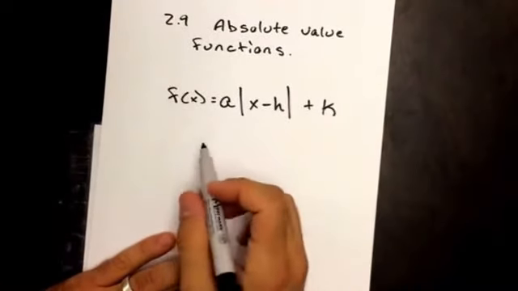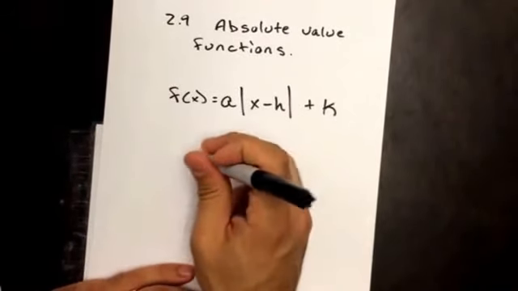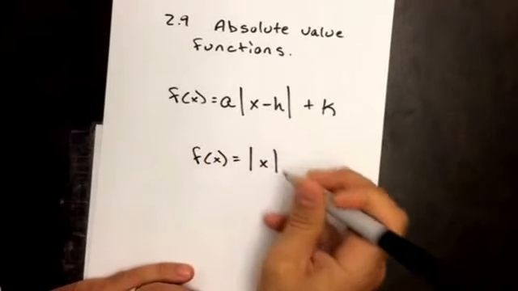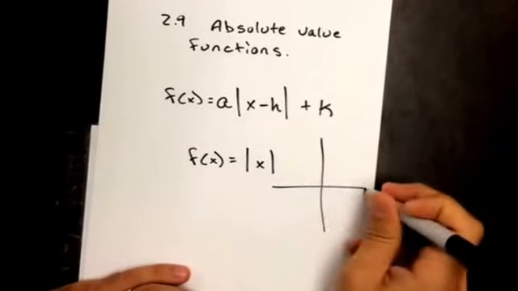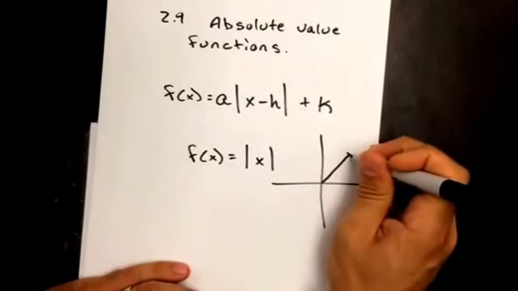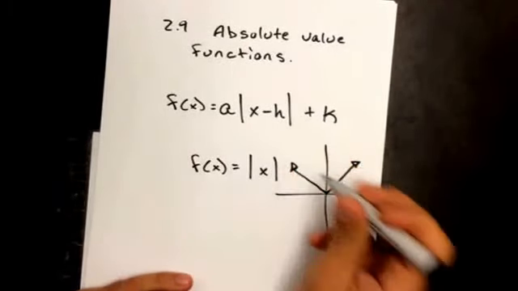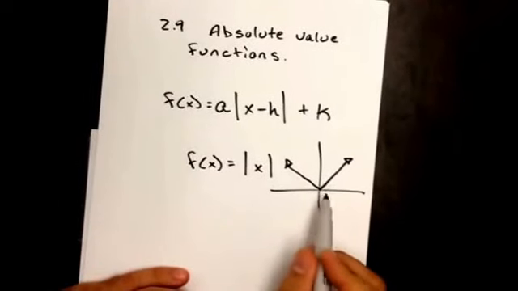Each of these is changing the parent function. The parent function is just f of x equals the absolute value of x, and what that looks like is this. It has a slope of 1 and a slope of -1. This is the parent function, okay?